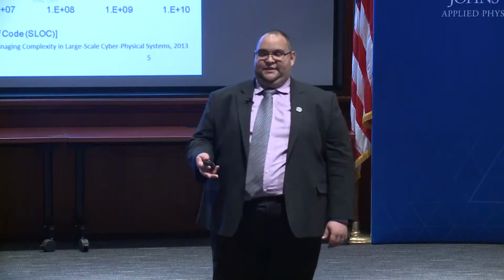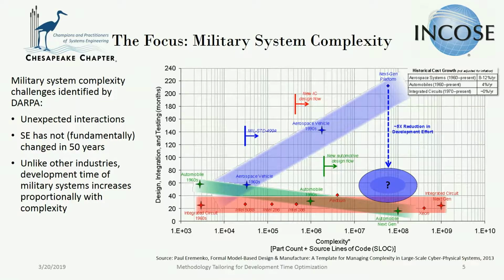More specifically, there was a focus by DARPA on military system complexity, and they made this study right here, which was focused on comparing military system development, exemplified through the aerospace industry, and how, as complexity continued to increase through the years, and that's the x-axis over there, the development time would continue to increase, and that's the blue line you see right there. That's the aerospace industry, so building an aircraft, a military aircraft.